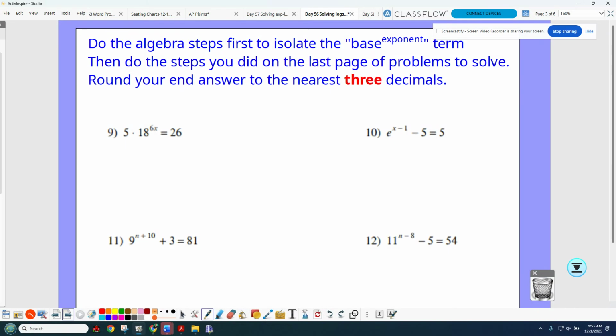Can you try the next two problems on the bottom part of the page? This one you need to do some algebra first to get the thing with the exponent alone, and then do your change of base. So for example, this one, we need to divide by 5 first. 26 isn't nicely divisible by 5, so I'm going to leave it like that. What do I do from here? Tim, what would you do from here? Raise both sides to the 1 over x.